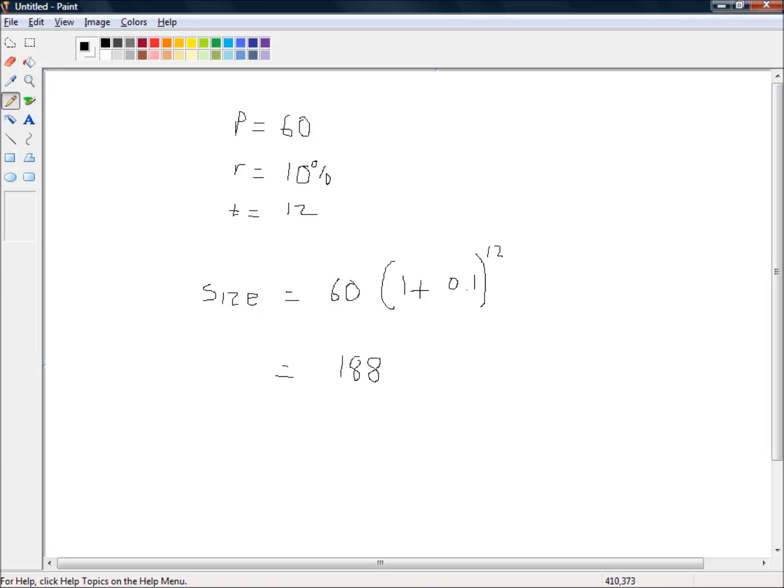So that's very much like saying your balance at the end. If you have £60 to start off with and you're getting a rate of return of 10% per month over 12 months, it's £188. In this case, we're talking people. We've got 60 people in a club and that number of people is growing at a rate of 10% a month over 12 months. So we've got 188 people at the end of the year. This would also work if we were going backwards, if we were doing a decline. So let's try another example.